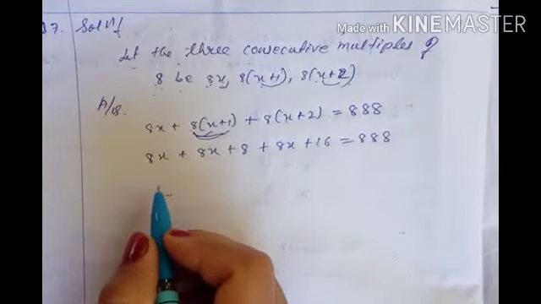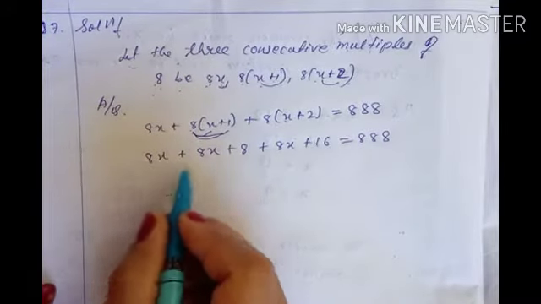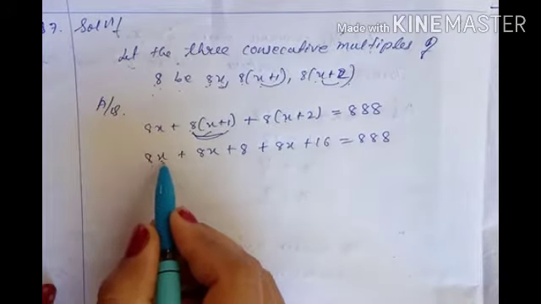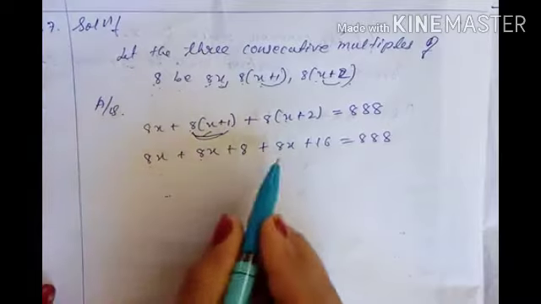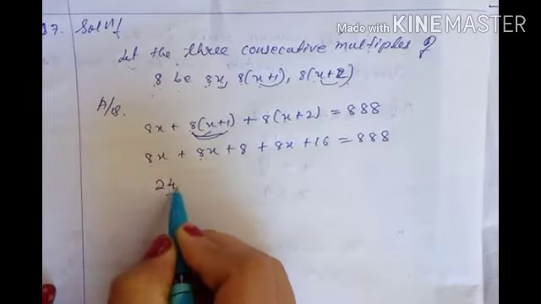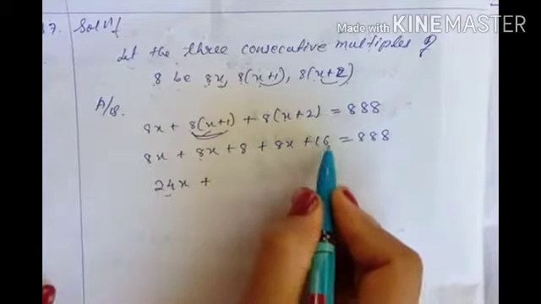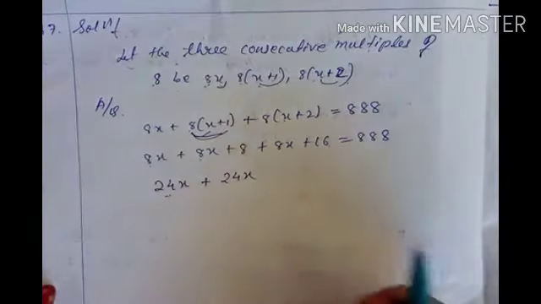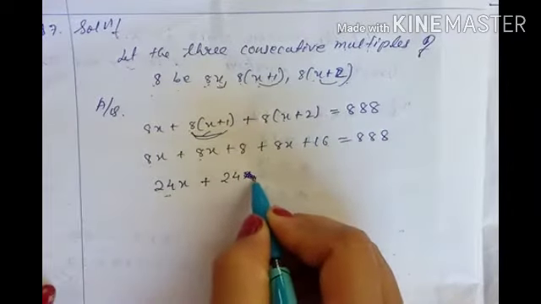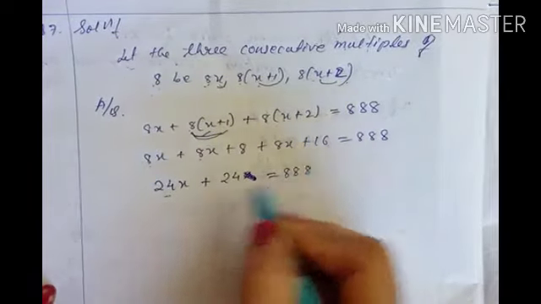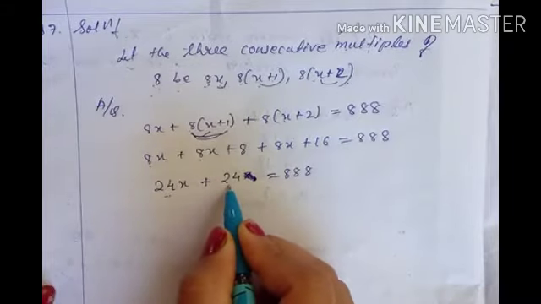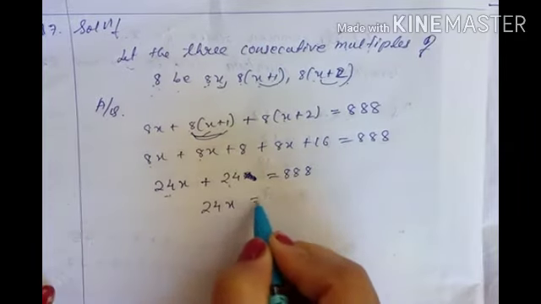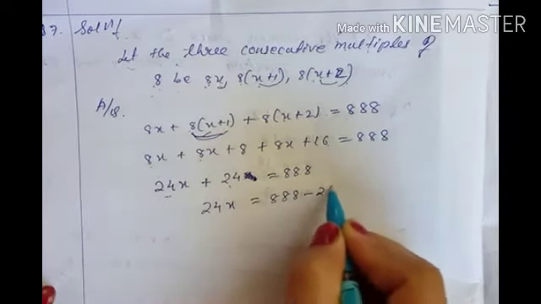Now you will add all the variables. Variable means where there is an alphabet, and they are like terms. Now 8x, 8x, 8x. So how many 8x are there? 3. So how much will you get? 24x. Plus 16 plus 8, you will get how much? 24. Oh sorry, here no x, only 24, equal to 888. Now what will you do? You will transfer this 24 to the right hand side. So what will remain here? 24x equal to 888 minus 24.